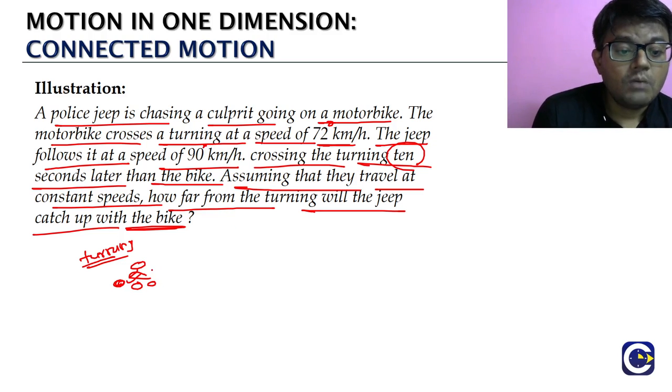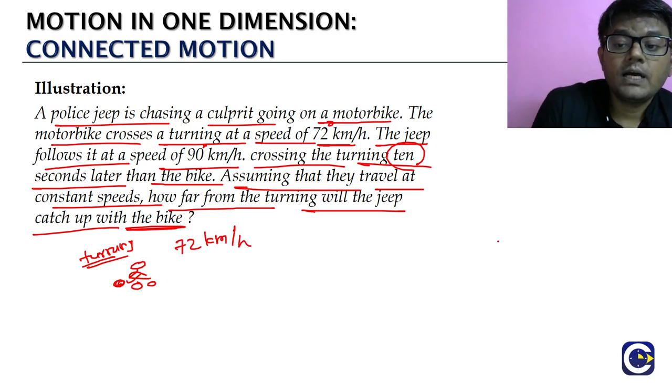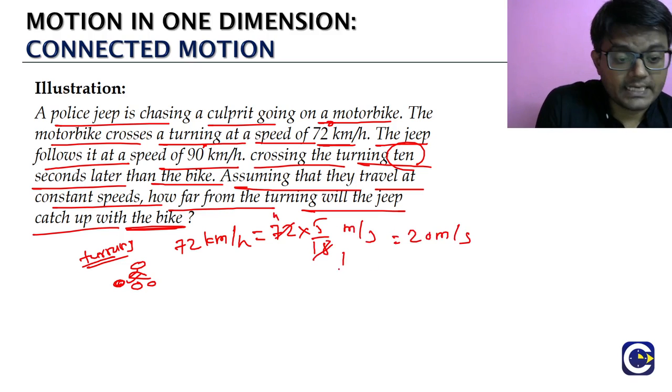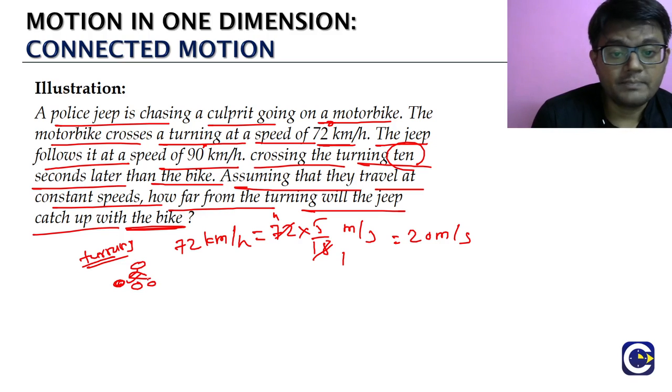So the motorbike speed is what? 72 km per hour. How do we convert kilometer per hour into meter per second? We have seen this conversion in the units and dimensions chapter. What is it? It will be 72, and we have to multiply by 5 by 18. That will give us the value in terms of meter per second. 18 fours are 72. So what is it? 20 meter per second. That is the speed of the motorbike person.